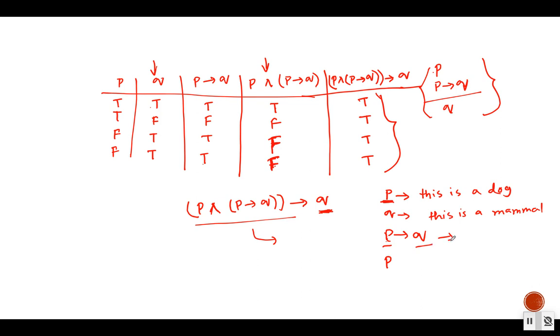This is true. Now you find out that P is true, that means this is a dog. So obviously Q will be true, because as this is a dog, you know that if this is a dog, that is a mammal. So you know that this is a dog, that means this is a mammal. So Q is true.